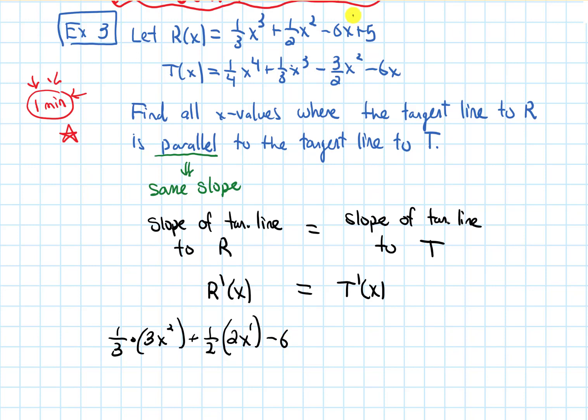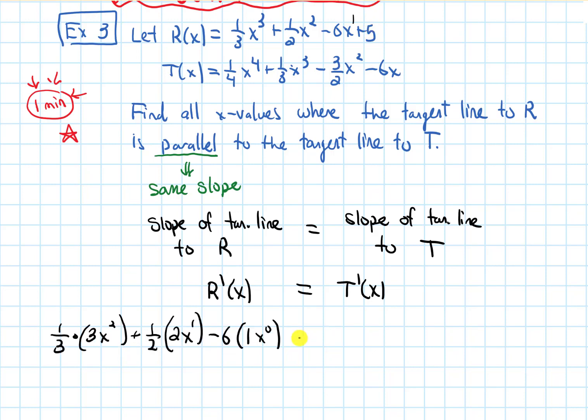Technically, the power of the x is 1. And if I did the power rule, the 1 would come down, and I would get 1 times x to the 0. And then the derivative of 5 is 0, because that's a constant. All right, so before I do the derivative of t, let's simplify this. So 1/3 times 3, that's just 1. I'll get x squared. And then the 1/2 and the 2 cancel, and we'll just get x. And then I get minus 6, and then x to the 0 power, that's just going to be 1. So that's going to be equal to.